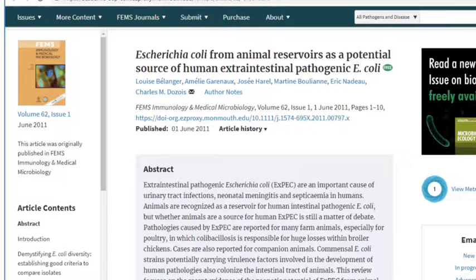The third disease that we will be talking about is E. coli. Pathogenic E. coli can cause infections such as urinary tract infections, or UTIs, meningitis, and septicemia. E. coli associated with meningitis in newborn children can cause severe neurological damage or even death.